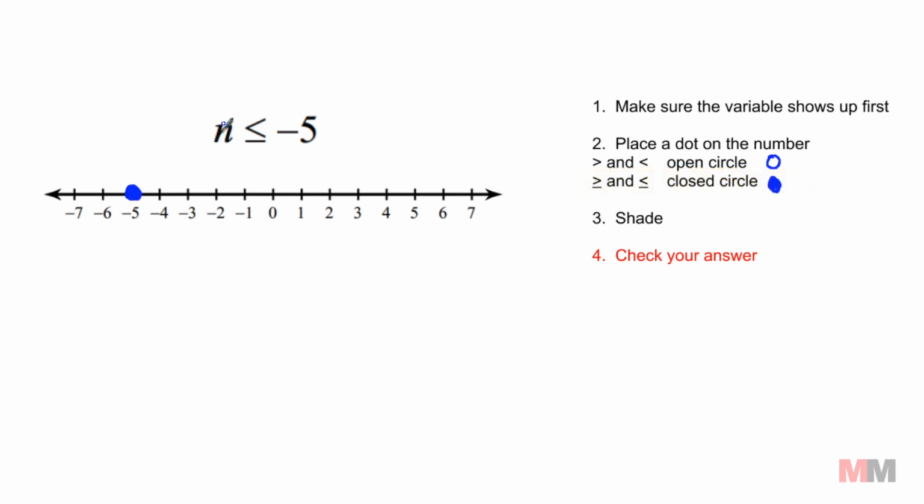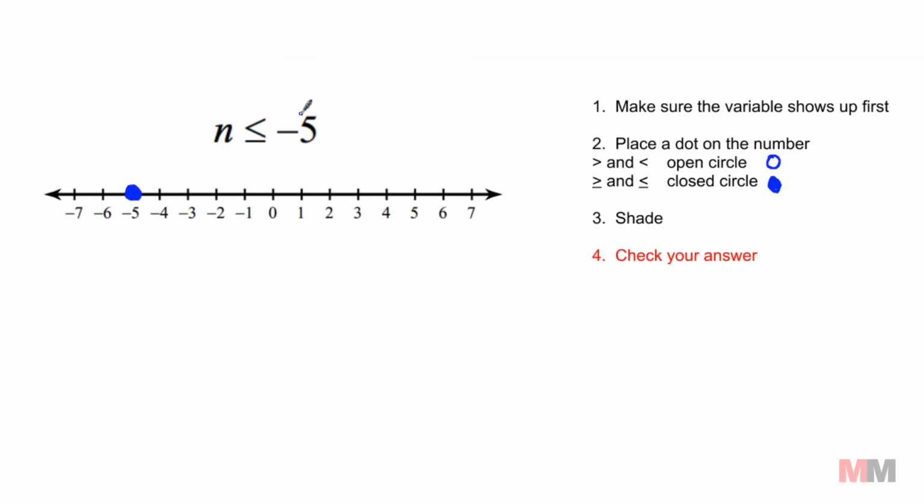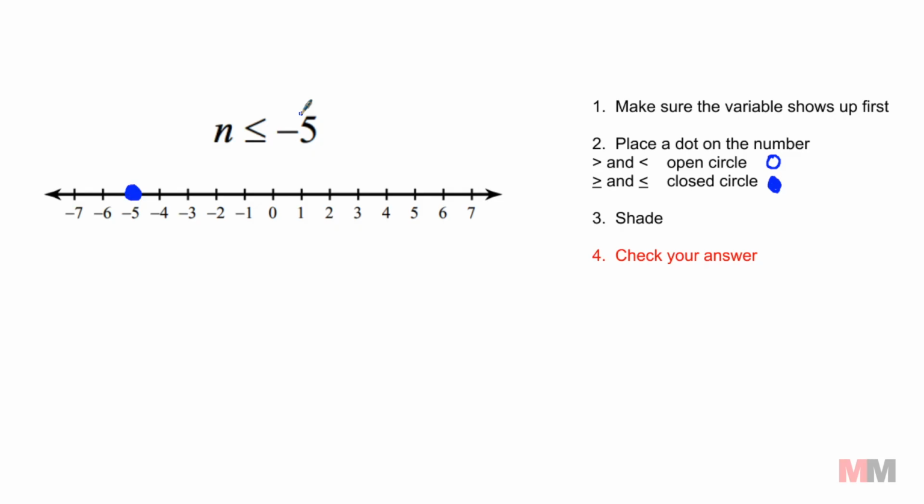n is any number that is less than or equal to -5. So you have to just think, where are the numbers that are less than -5? Is it to the left or to the right? If you're thinking to the left, then we're thinking the same numbers. That means all of these numbers are less than -5.